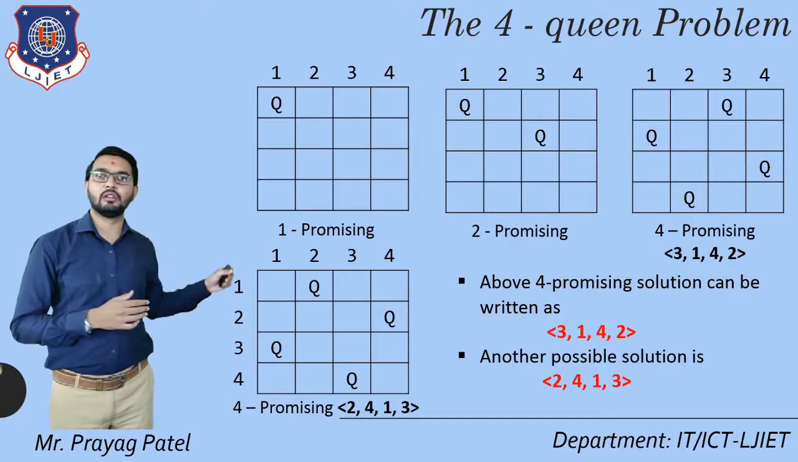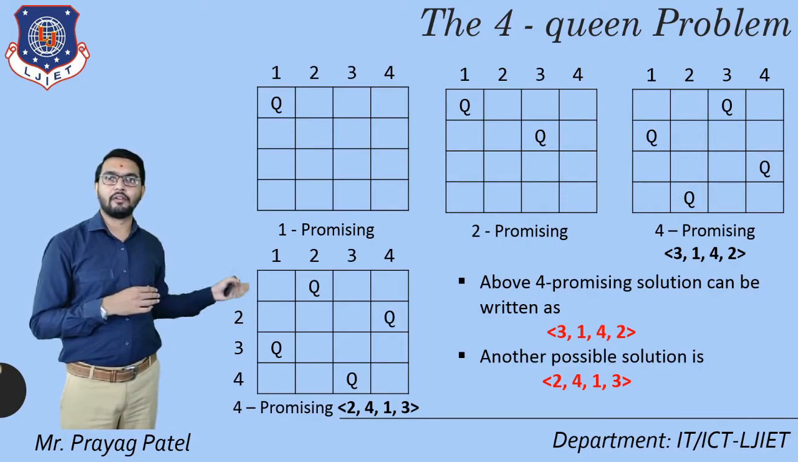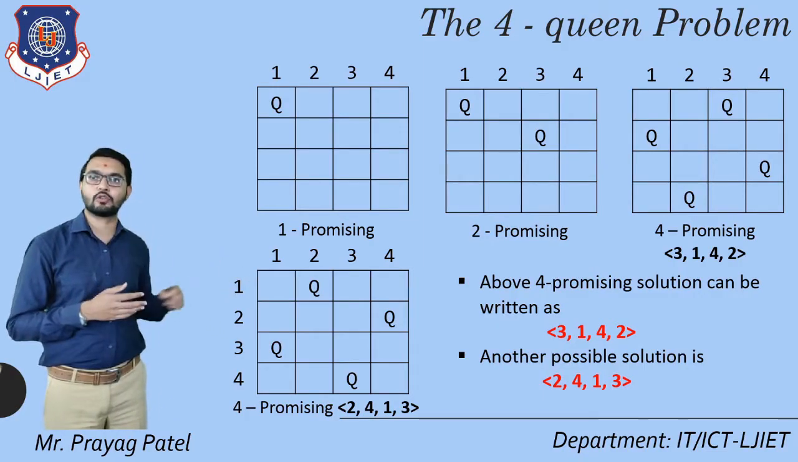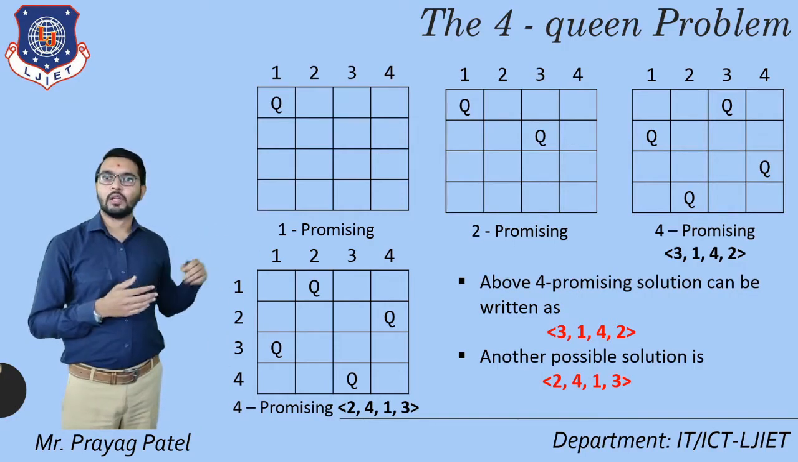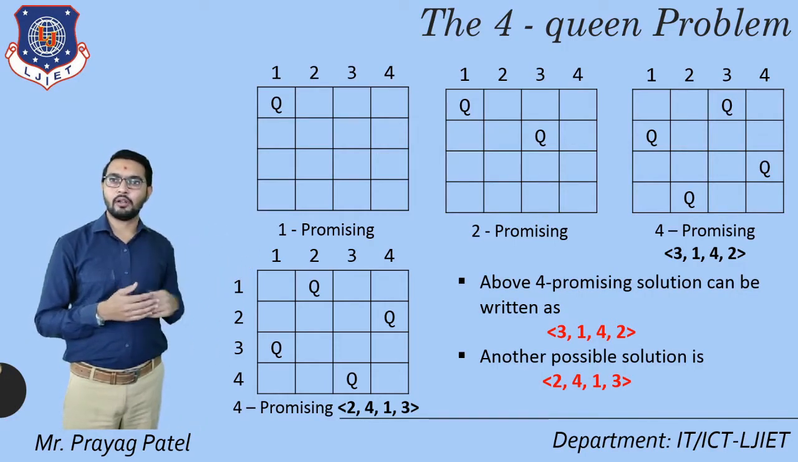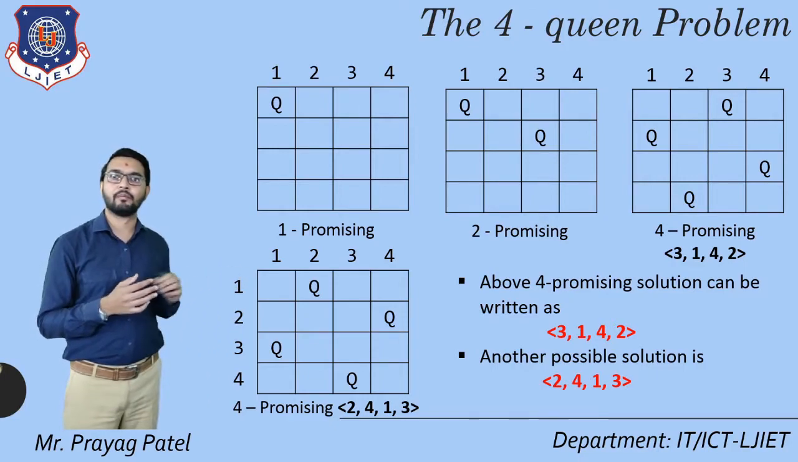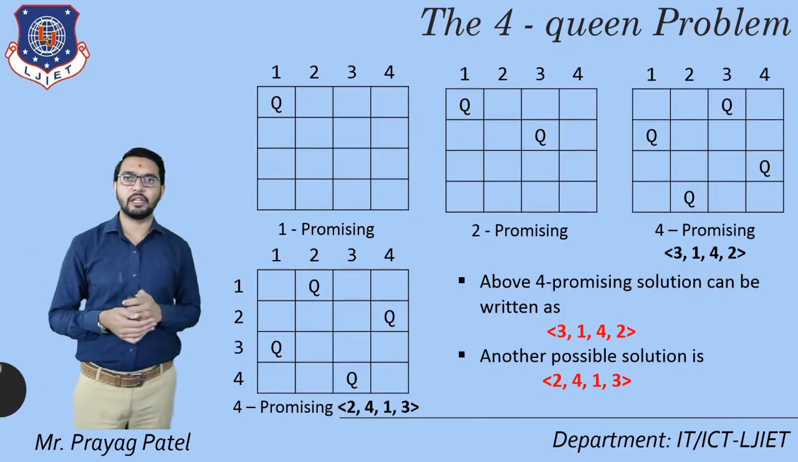So for 2, 4, 1, 3, consider this last figure for how we can arrange the queens in the 4 cross 4 chess box. Here, in the first row consider column number 2, in the second row column number 4, in the third row column number 1, and in the fourth row column number 3. Here consider the 4 promising solution of 2, 4, 1, 3.